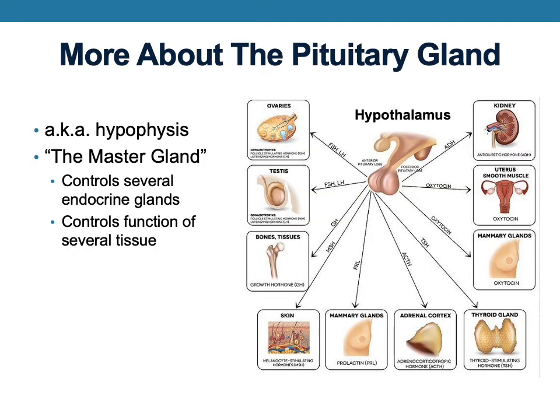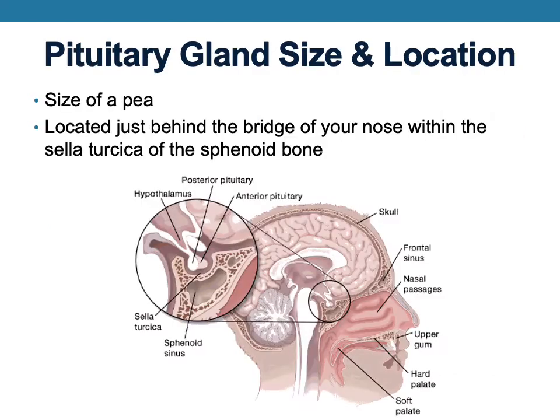More about the pituitary gland. The pituitary gland is also known as the hypophysis. It is considered the master gland of the endocrine system because it controls the functions of several other endocrine glands and endocrine tissues. The pituitary gland is really tiny, about the size of a garden pea. It is fascinating how such a tiny thing can have such a huge role in body function.